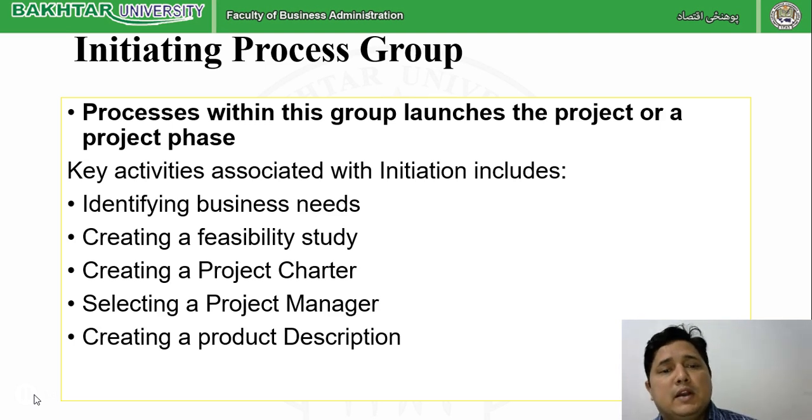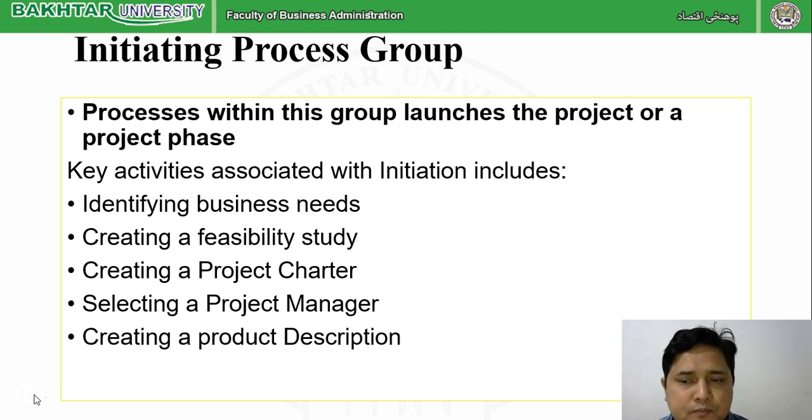Feasibility means if I think that there is a need of another building, so construction of a building for the business, it's a project. Is it feasible now? Is it possible now? Do we have that much money? Do we have that much labor? Do we have that much time? Or what is going to be the benefit after that? So feasibility study is done, and then creating a project charter.